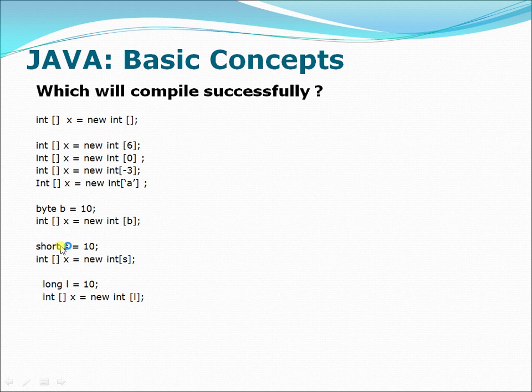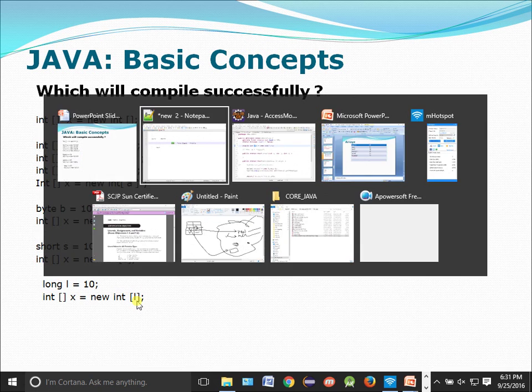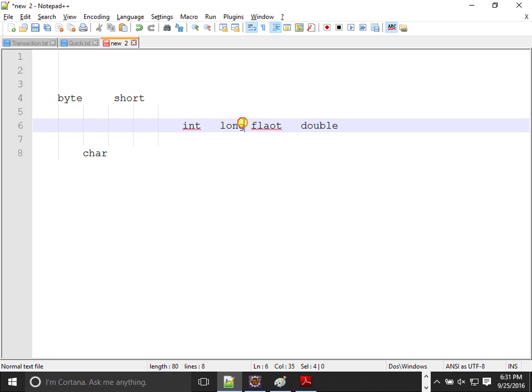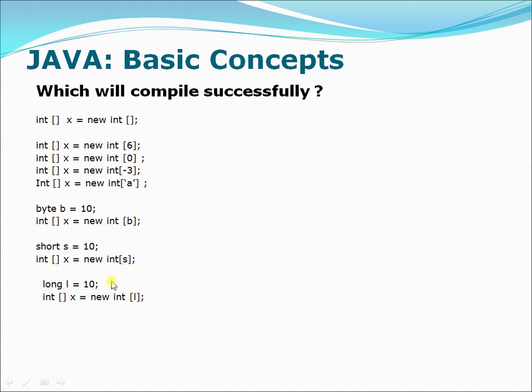Now short to integer. Yes, correct. Long to integer? No. Why? Because long to integer is right to left, you cannot do that. So the last one is not correct. Which all are incorrect? First one and last one. This one is fine, but when we run it, then only you will get the problem. So first and last are incorrect. The others will compile successfully. Runtime maybe we will get some problem.